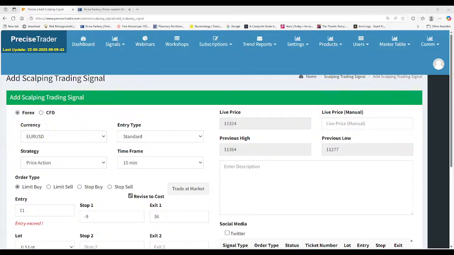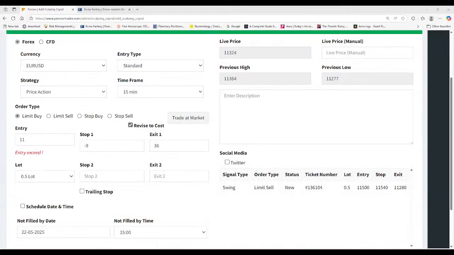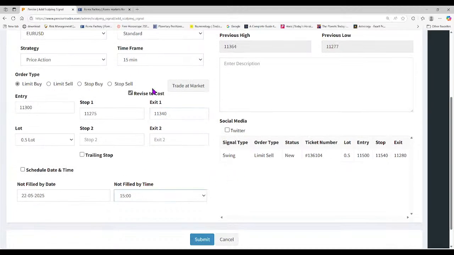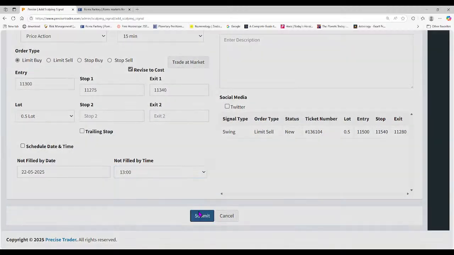Overall, this is going to be in a range until we see the next move, either break higher or break lower. Until then, this is going to be in a range. So we'll try to buy at 113, stop at 11275 and 11340. This is half lot, and we will try to hold until 1 o'clock.